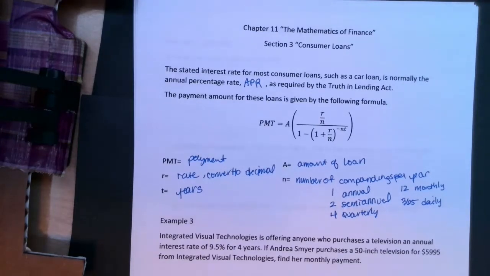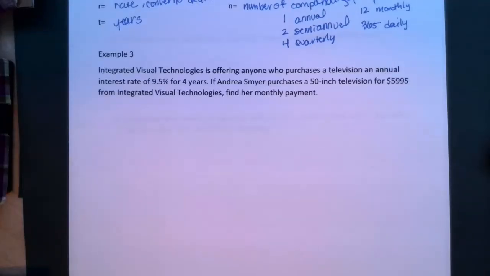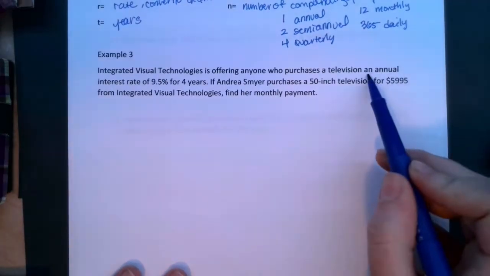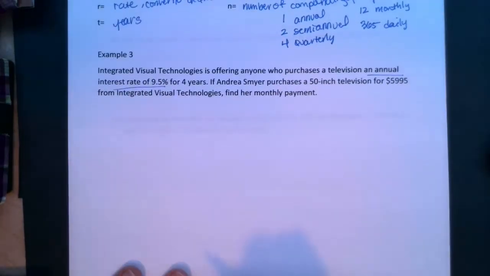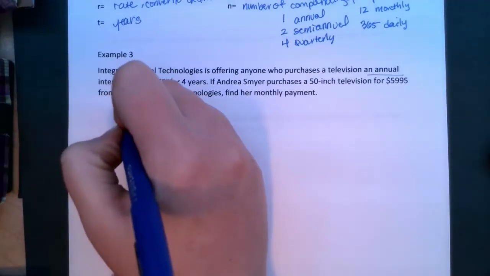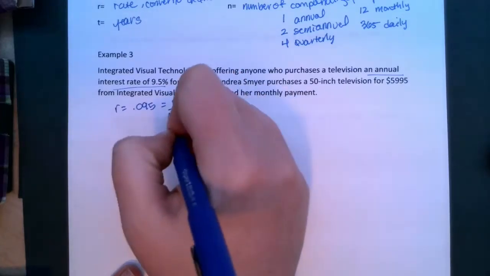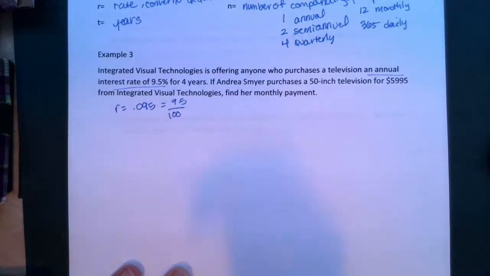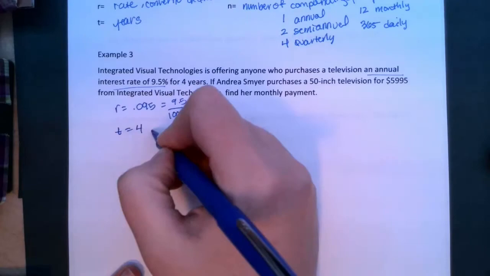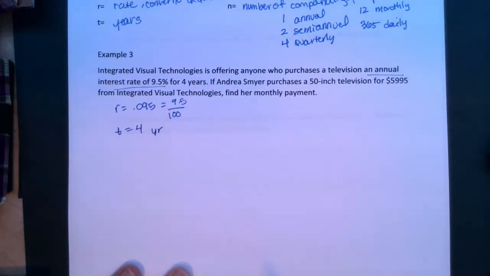So let's go through an example. Example 3. An integrated visual technology store is offering anyone who purchases a television an annual interest rate of 9.5% for 4 years. So we know R is 0.095, because we take the 9.5% and divide it by 100. The 4 years tells us that T is 4. I'm going to write years next to it just so I know.